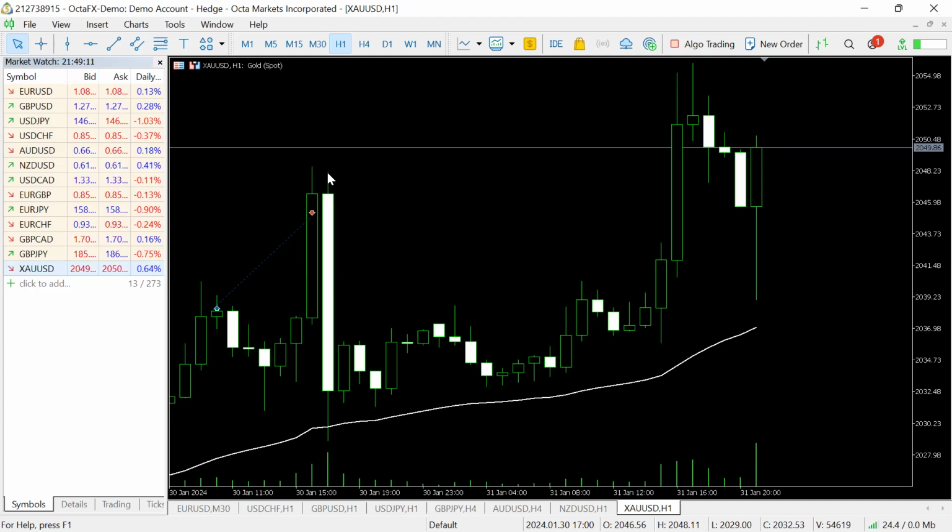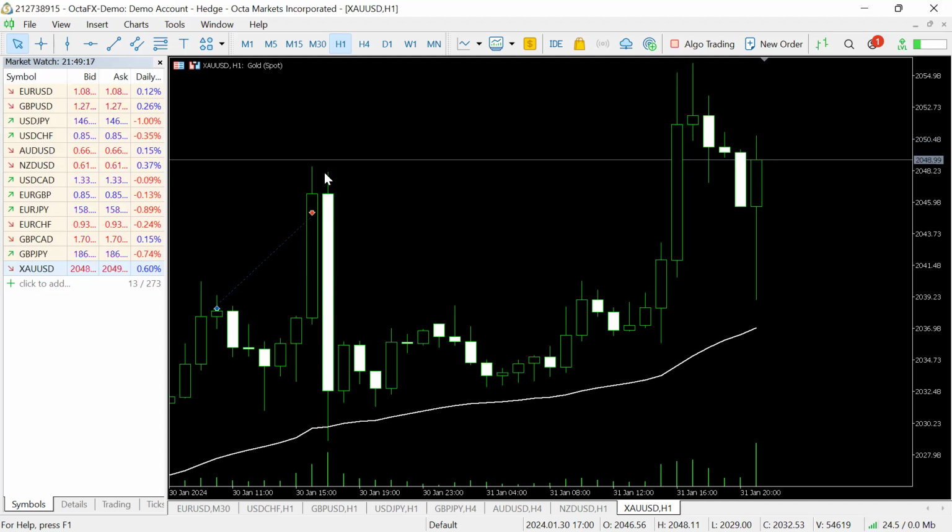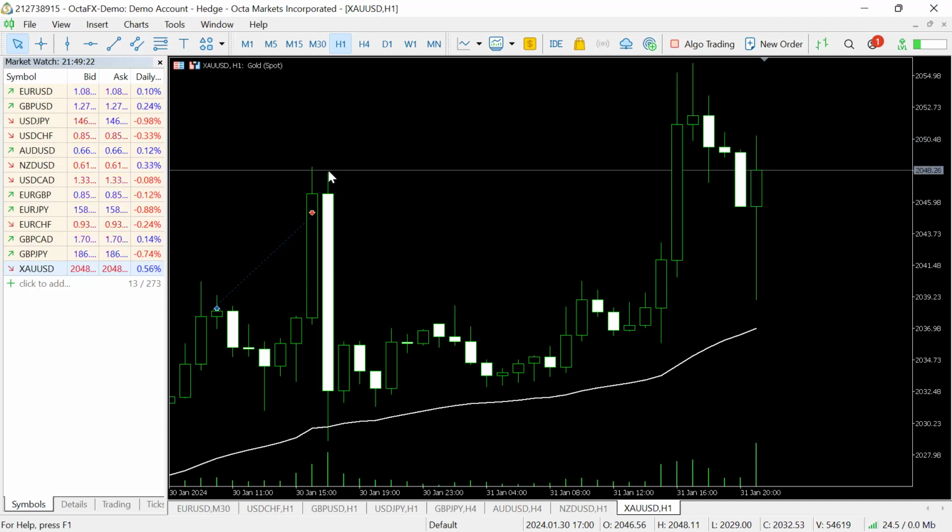So this top here, the highest point that the price came to, is called the high. And the lowest point price came down to here is called the low. Do you get?